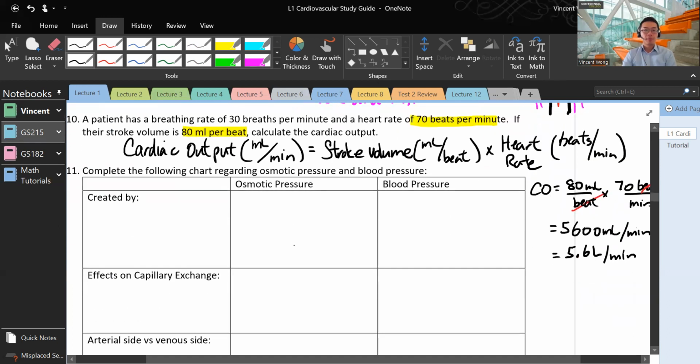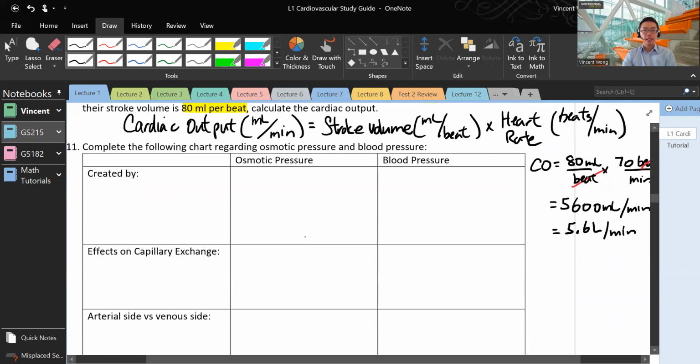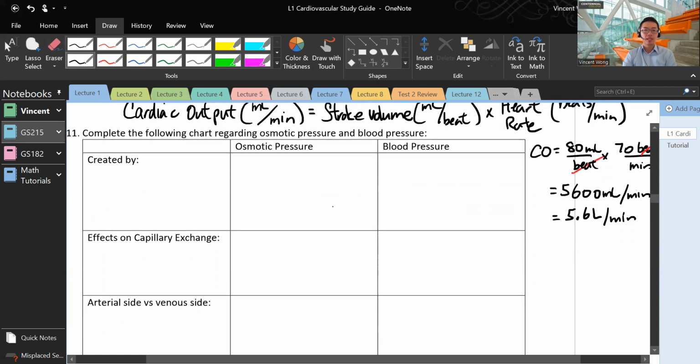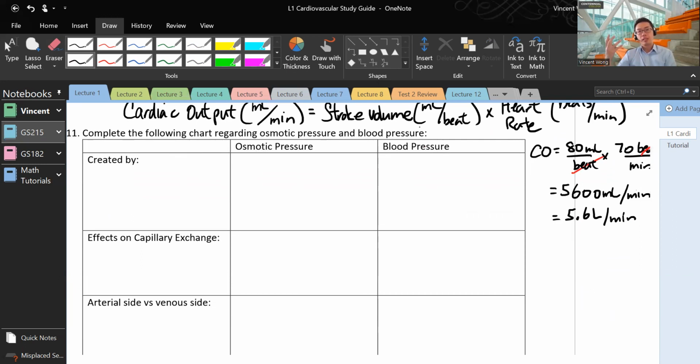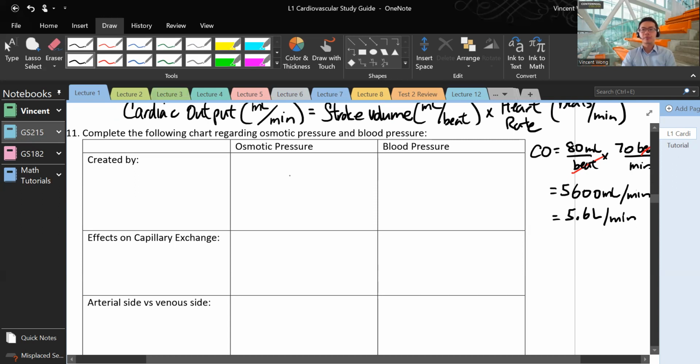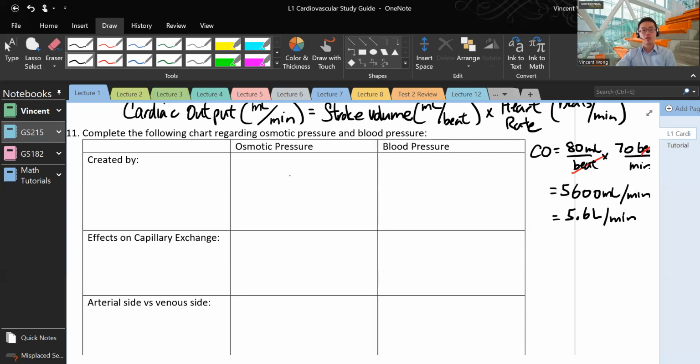All right, next, complete the following chart regarding osmotic pressure and blood pressure. Now, this was explained in a lot of detail in the lecture recording, so watch it a couple of times if you have trouble understanding it. Right? So basically, osmotic pressure and blood pressure are two opposing forces that govern the movement of material across the capillaries. Okay, so capillaries are the smallest blood vessels. That's where the exchange of nutrients and waste products occurs.